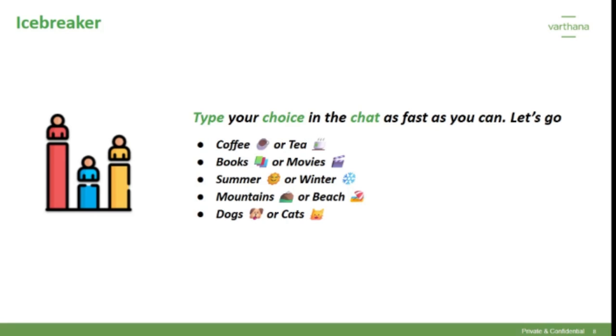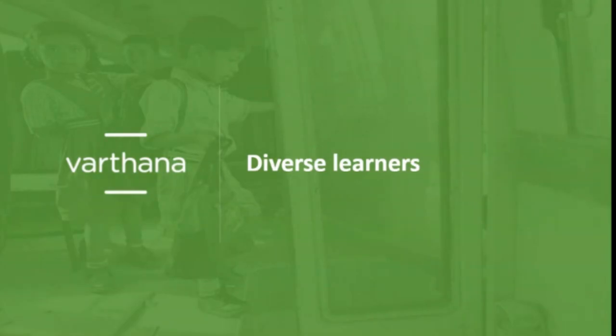Thank you all for your participation. By this activity, what we see is you have your own choices based on your needs. You want coffee according to your interest. You want to read books or you want to watch movies. According to your interest and your needs, you have some choice, right? Students also have needs according to their learning style. Learning style is the way by which they learn, right?